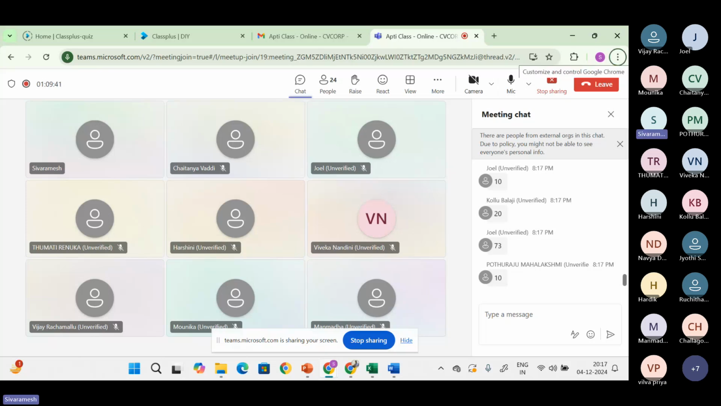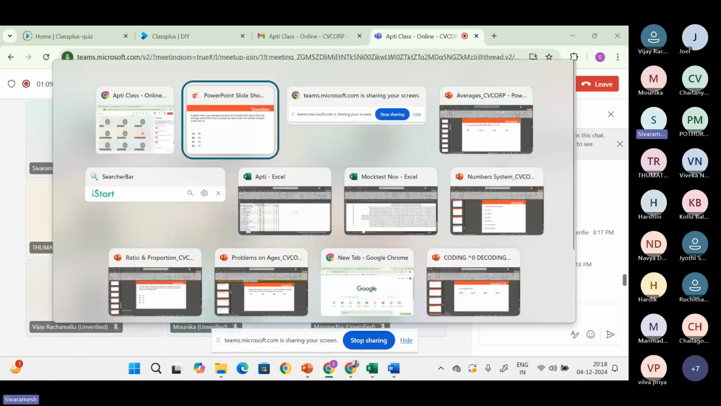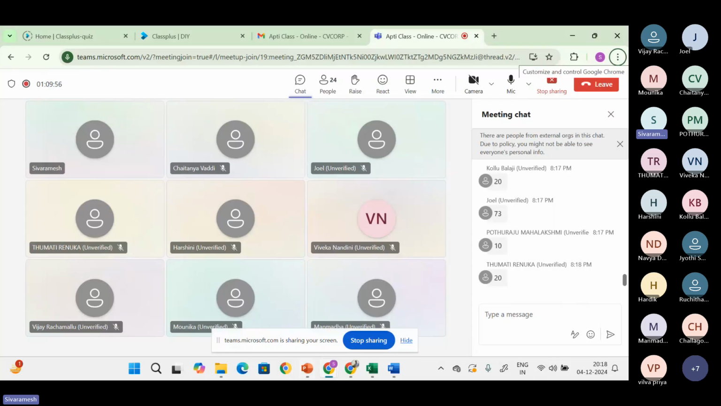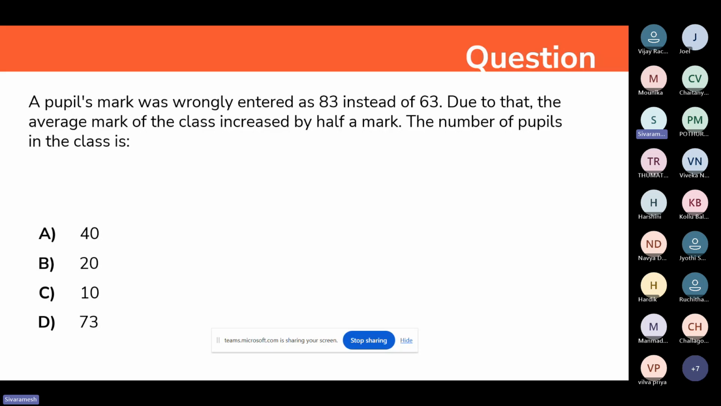Oh, I think Joel was satisfied with the fourth option, 73. I'm not so sure why I'm getting all four different answers. This is the first time I'm getting all four different answers from your batch.